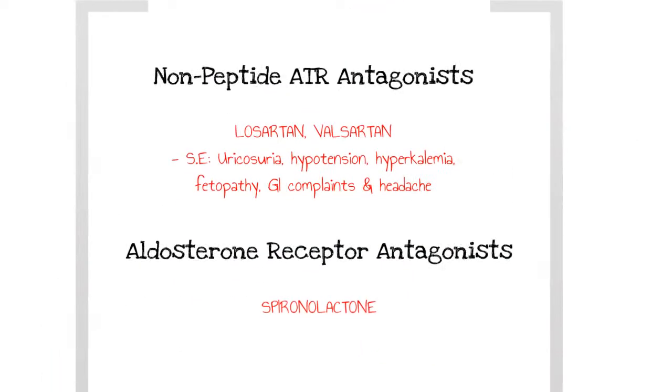Now we can go on to the fourth and fifth group, non-peptide angiotensin receptor antagonists, losartan and valsartan. They carry the side effects of uricosuria, hypertension, hyperkalemia, fetopathy, GI complaints, and headache. And finally, aldosterone receptor agonists to limit the aldosterone release, spironolactone.